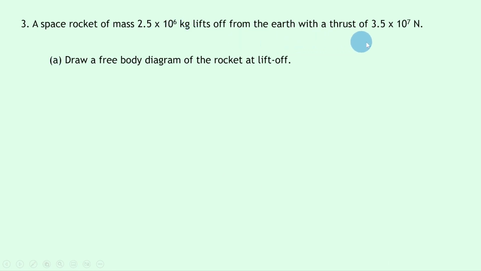Lastly, question 3 says a space rocket of mass 2.5 times 10 to the 6 kilograms lifts off from the Earth with a thrust of 3.5 times 10 to the 7 newtons. Part A says draw a free body diagram of the rocket at liftoff. Well, let's say this is the sketch of my rocket, but you can simply just have a rectangle if you want, just a box. And let's label on our forces.